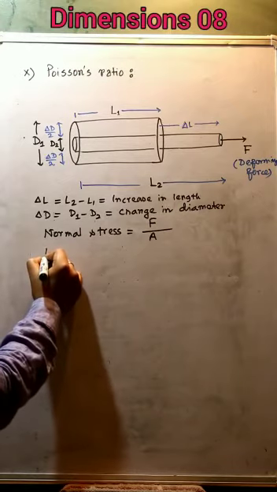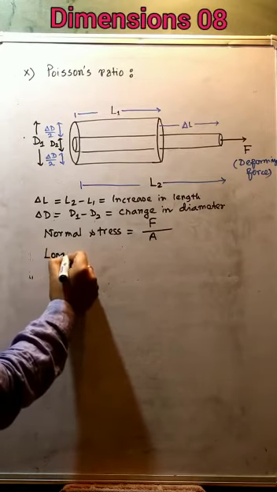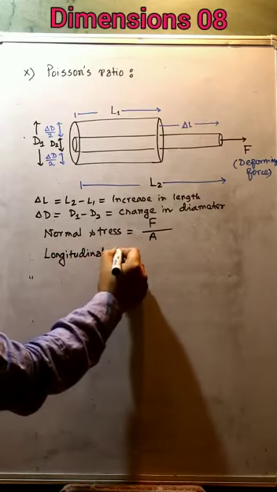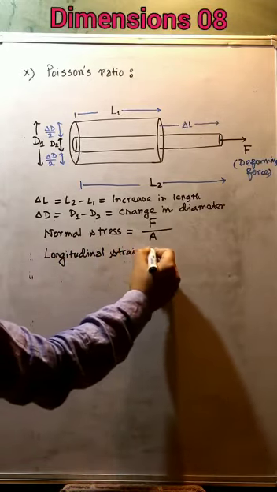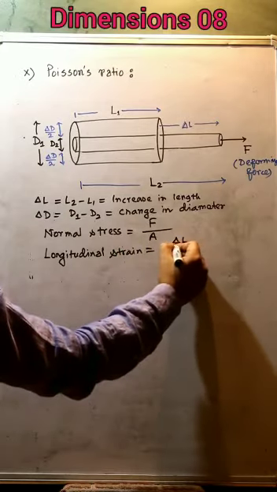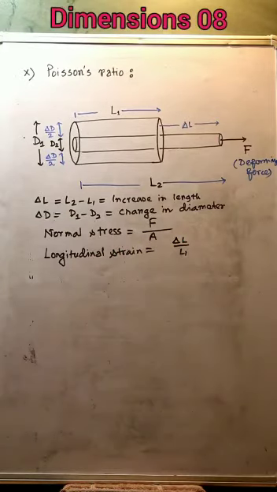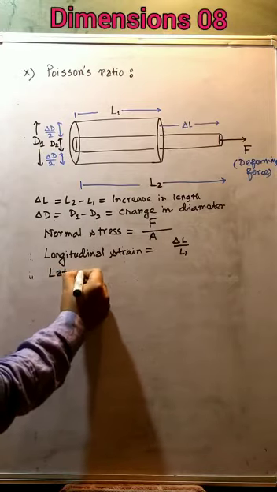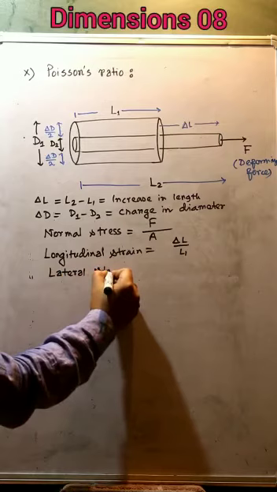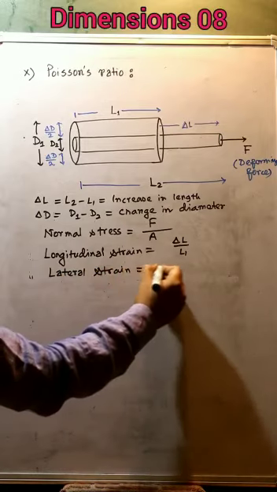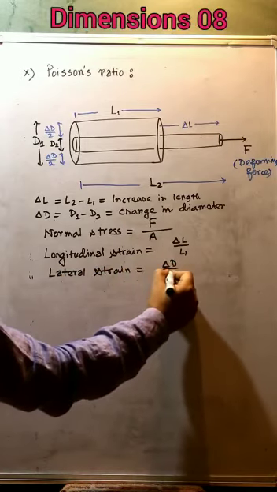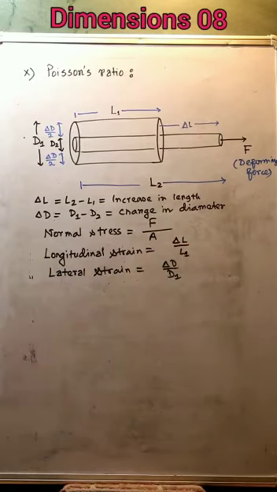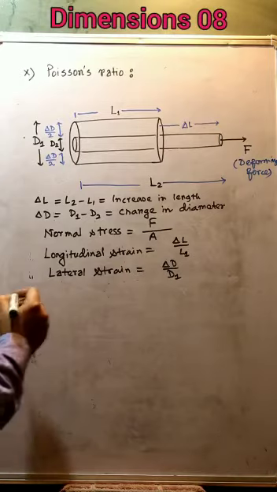And what about longitudinal strain? Longitudinal strain is delta L by L1, the change in length divided by the initial length. And what about lateral strain? Lateral strain is equal to delta D divided by D1.